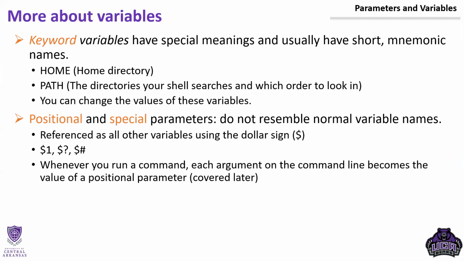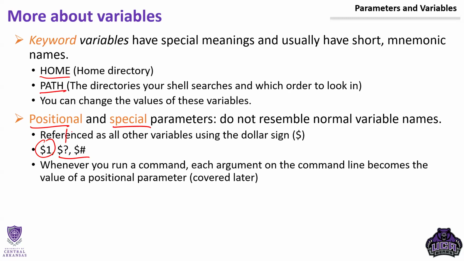There are a lot of keyword variables built into the system that you have to be careful about using. We've seen HOME. PATH is extremely important. You can mess up your system if you wind up overriding that. Then we've got positional and special parameters. The positional ones are just numbers, so you have $0, $1, all through the nth number, and then we have several special ones. We'll see more and more and build them up.